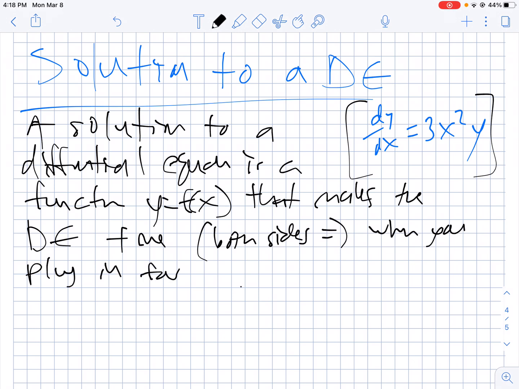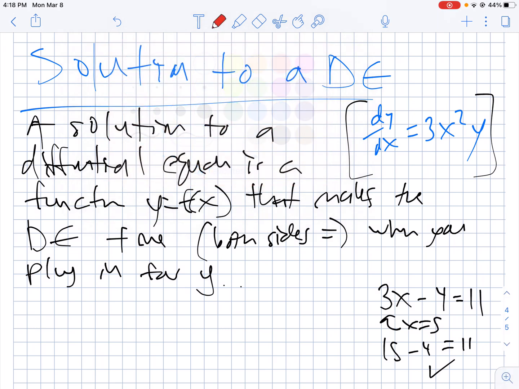So just thinking back to algebra 1, right? If we have the equation 3x minus 4 equals 11, you know that x equals 5 is a solution because when you plug it in, you get 15 minus 4 equals 11, and the two sides are equal. That's what we're doing here. But instead of just plugging in one number, we're plugging in a function for y. It's saying the derivative of that function is equal to 3x squared times that function. That's what we're trying to find.